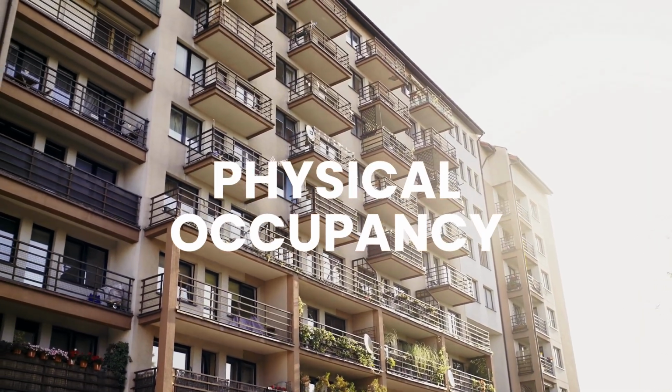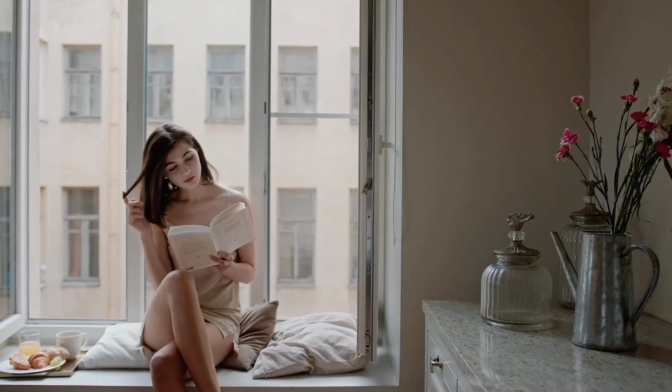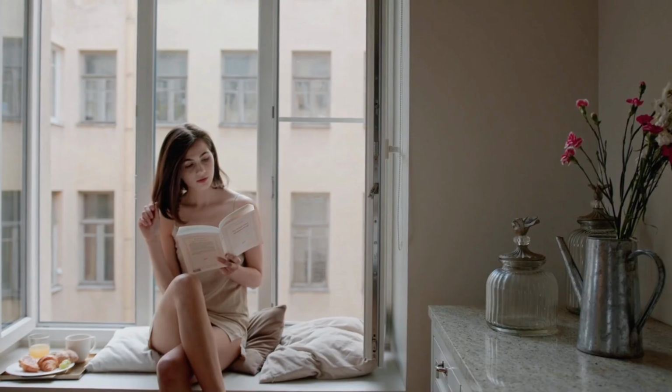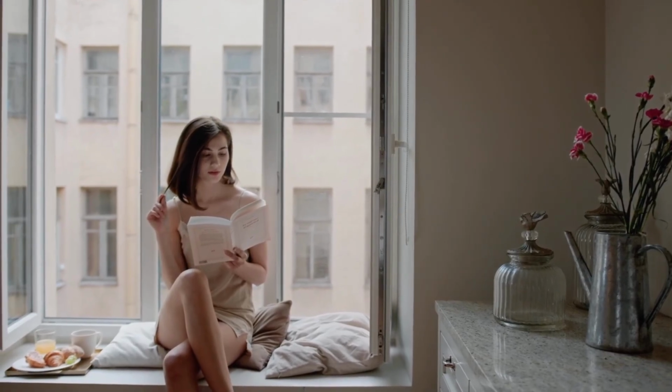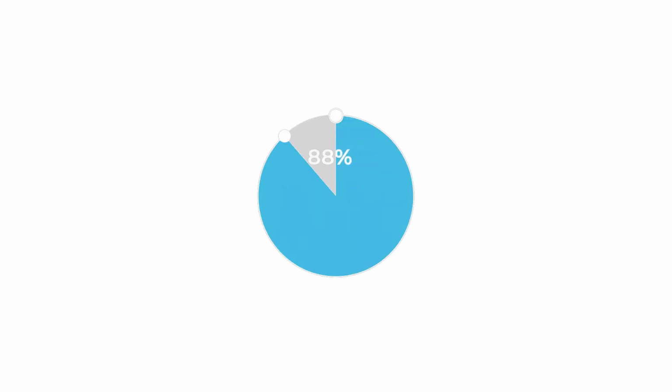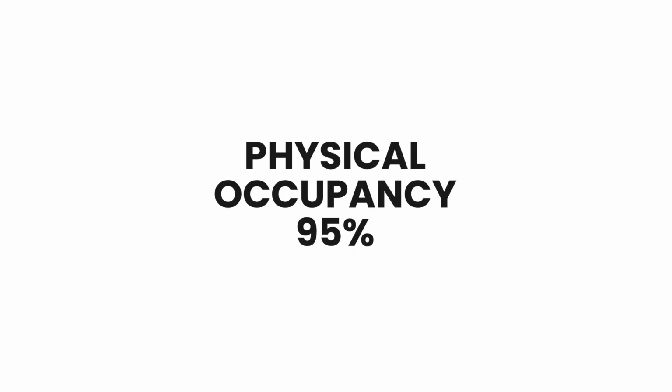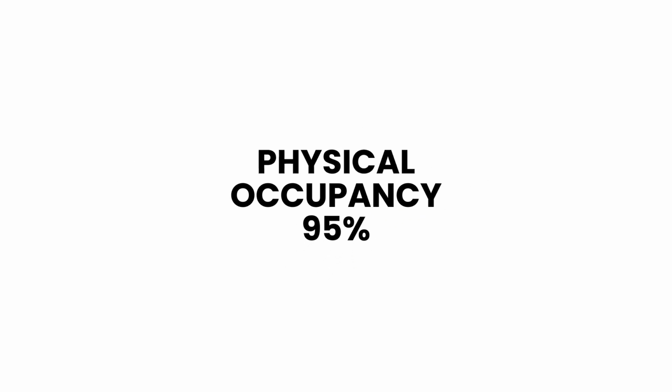This one's pretty straightforward. Physical occupancy simply measures the number of units that are physically occupied by a tenant with a lease in place compared to the total number of units available at the property. So, if you have a 100-unit building and 95 of those units have tenants living in them, your physical occupancy is 95%. It's a great surface level indicator of demand and how full your building looks.